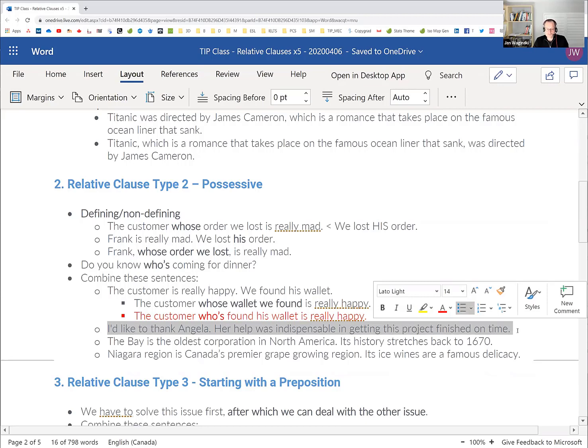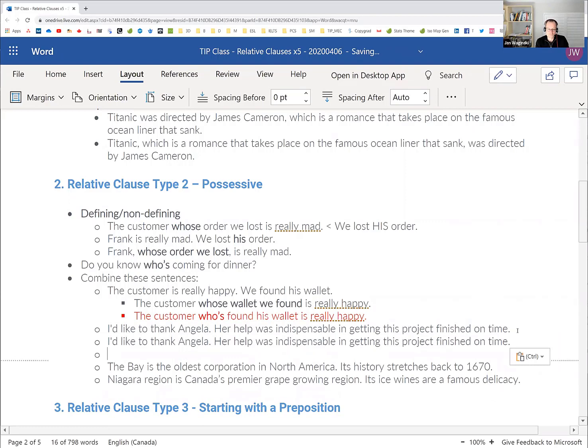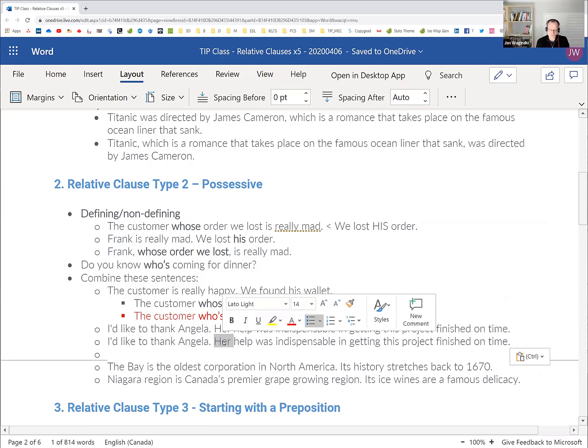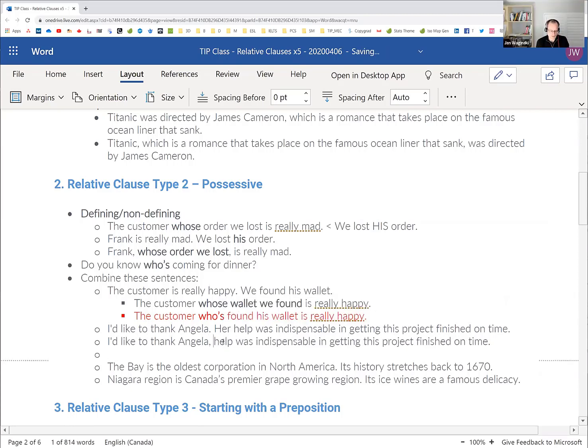Okay, I'll give you maybe 10, 15 seconds to think about an answer, and I'll ask one person. Echo. I would like to thank Angela, whose help. Very nice. Change her to whose, right? So, if there's any change to the sentence? Yeah, the rest is exactly the same. Very same, right?